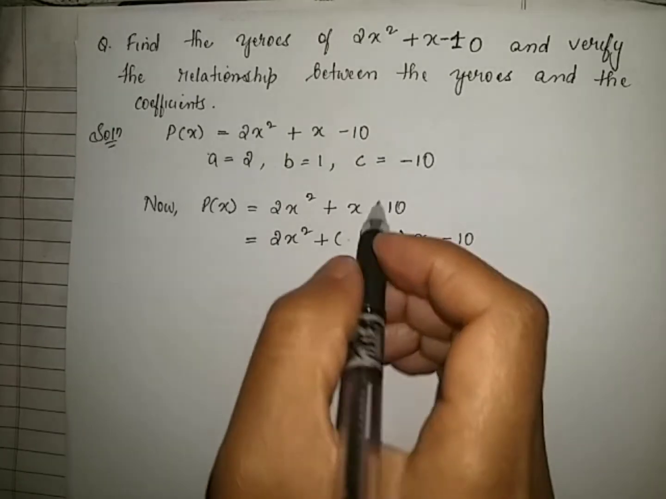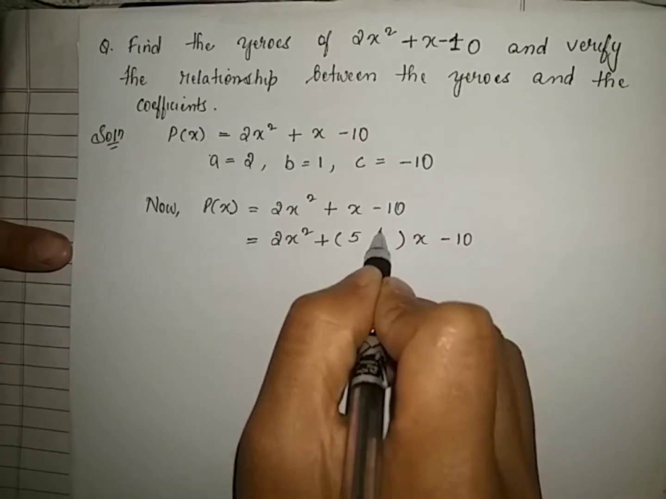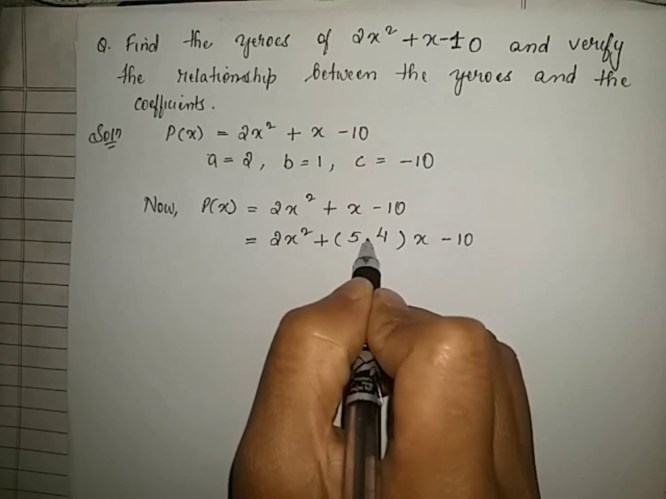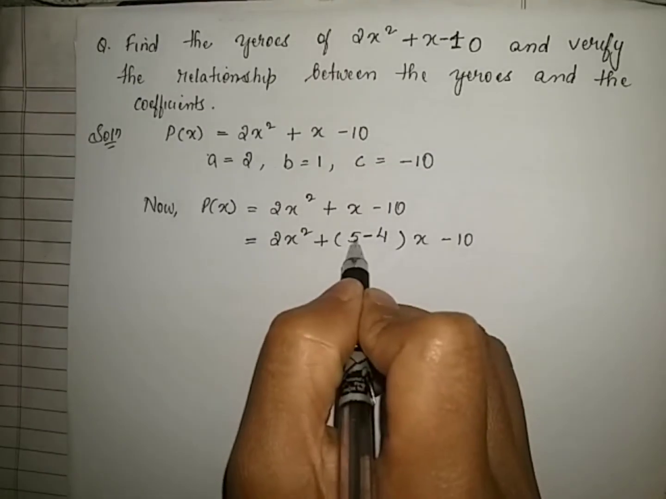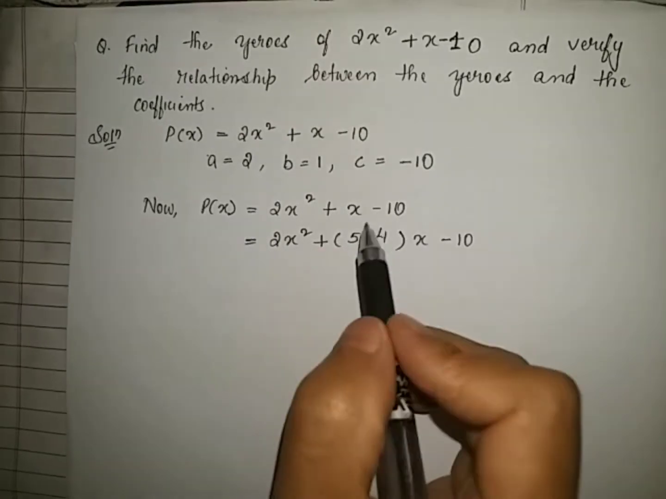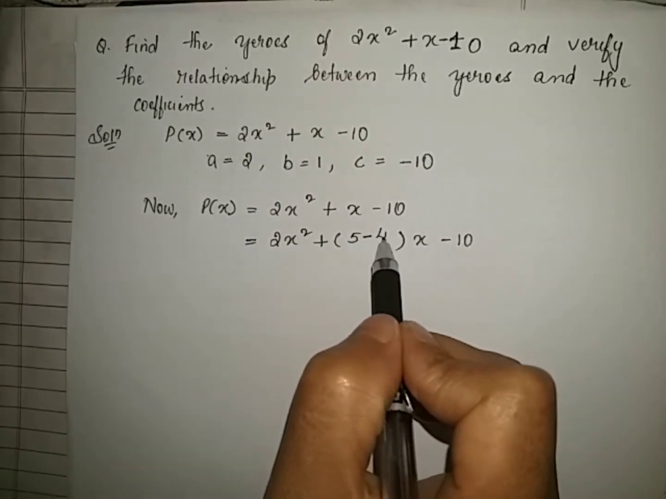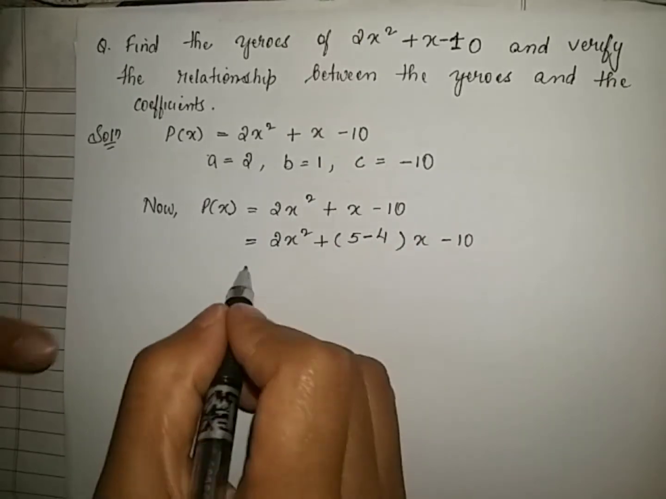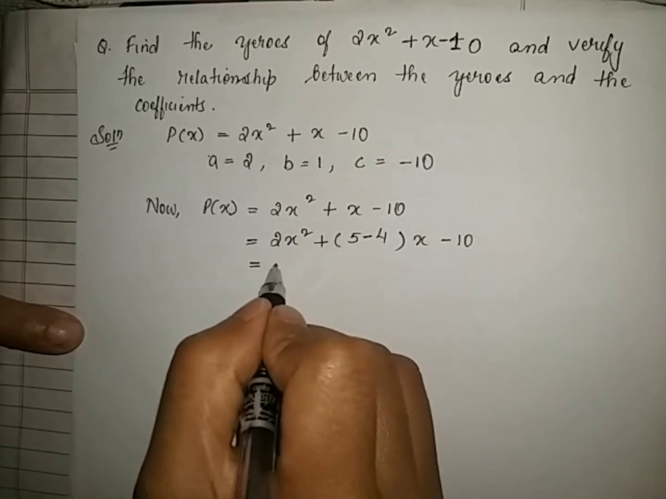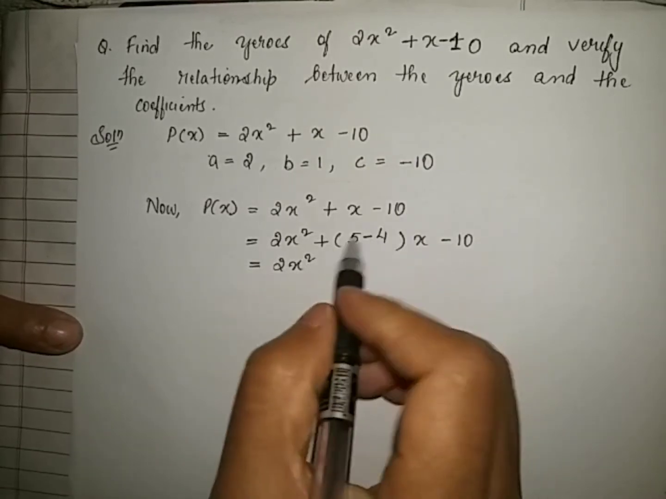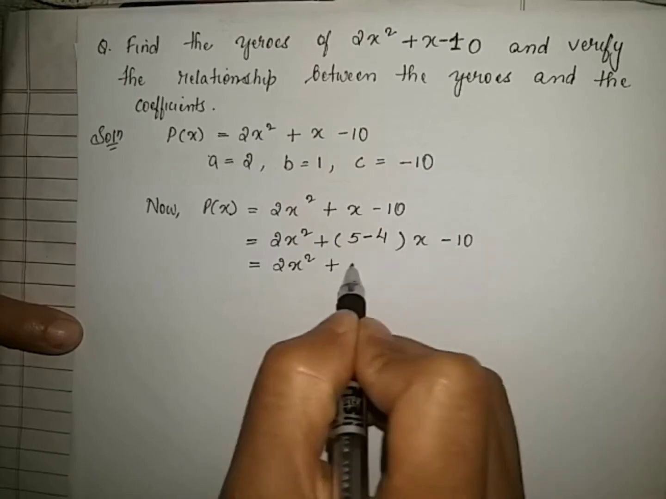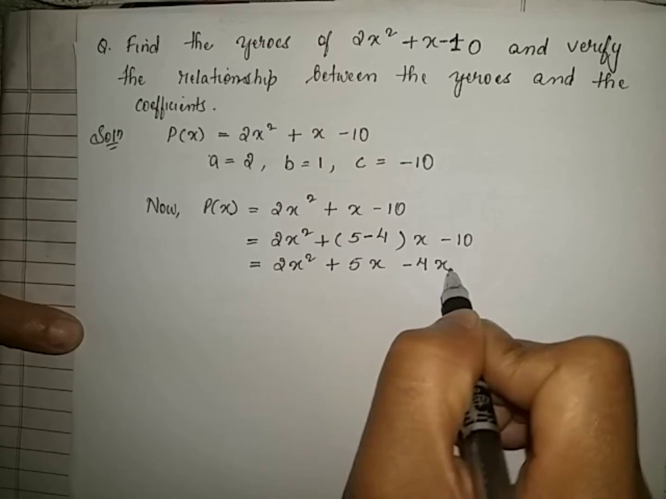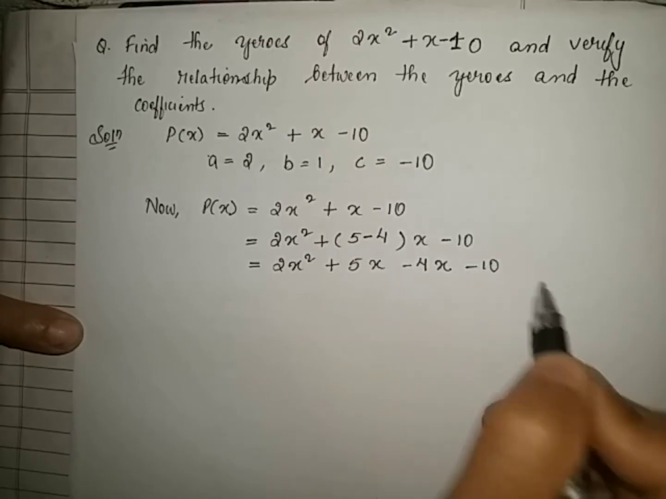Now what if I take 5 and 4? If I subtract, 5 minus 4 is 1. And if I multiply 5 into 4, I get 20. Let me separate: plus 5 into x minus 4 into x minus 10.